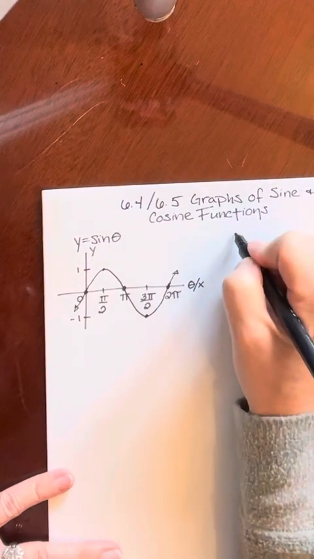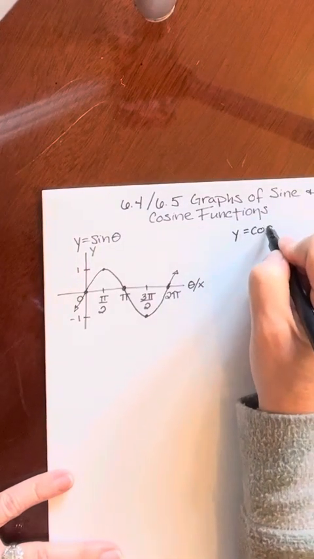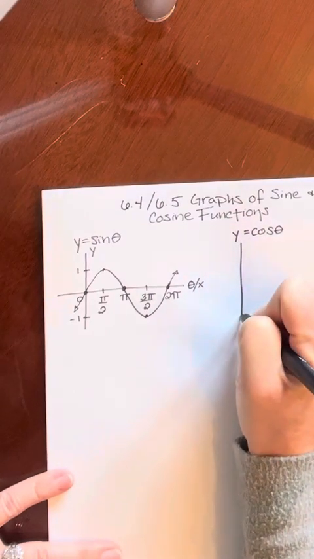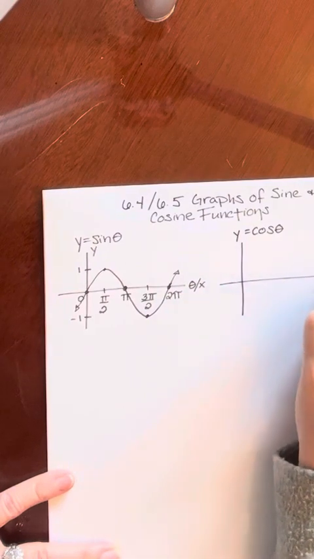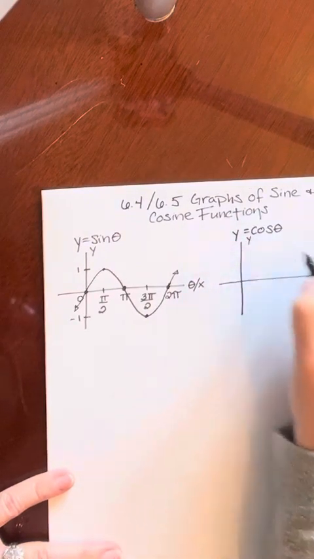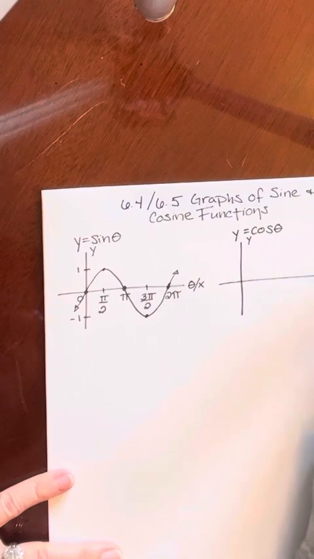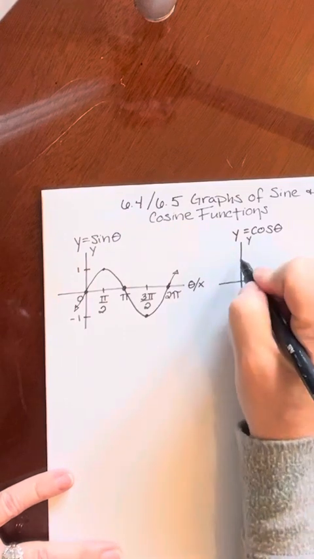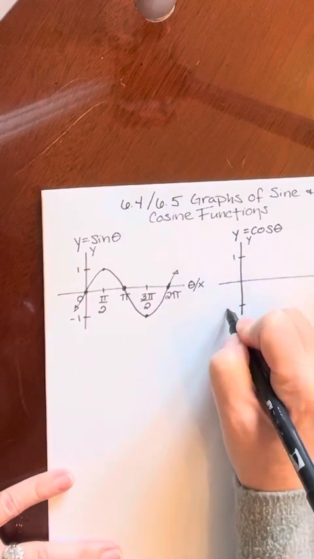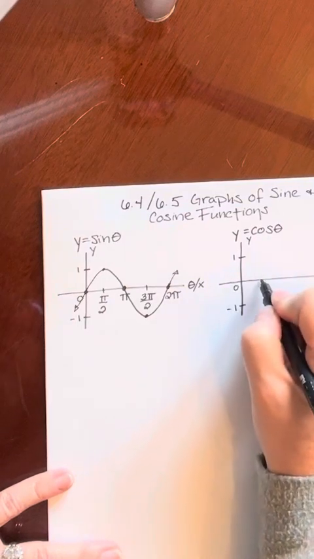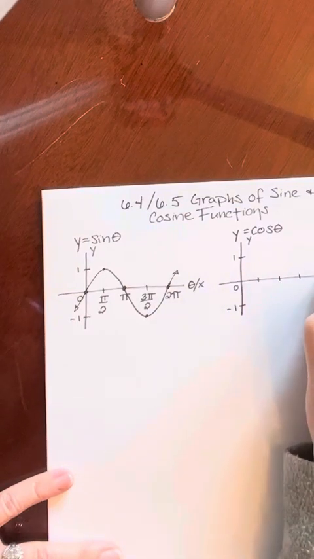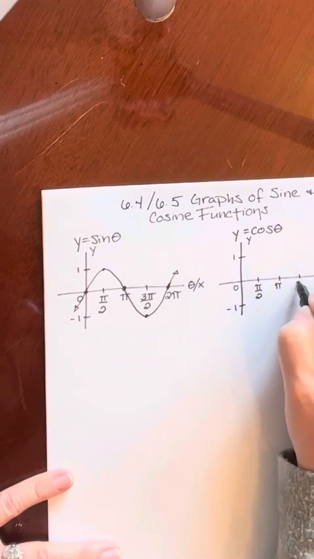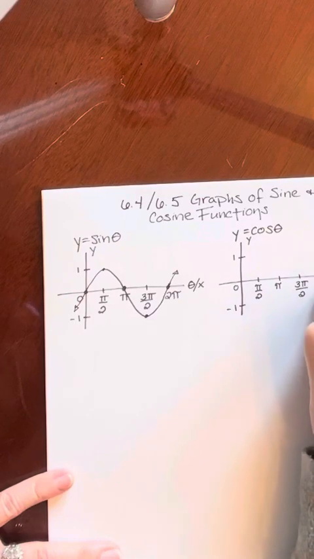And then we have y equals cosine theta or cosine x. And so graph the same way. We have our y-axis and our theta or x-axis. So this is our input axis and our output axis. We have a height of 1 and a minimum of -1. We start at 0. We hit the different quadrant angles, so we go to pi over 2, pi, 3 pi over 2, and 2 pi.